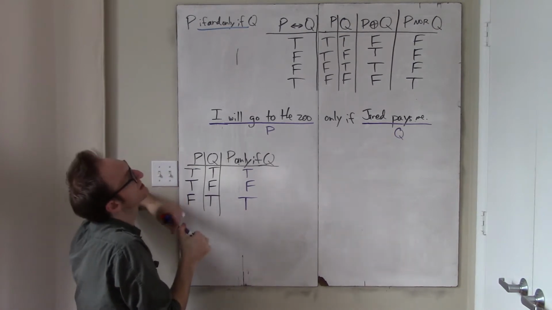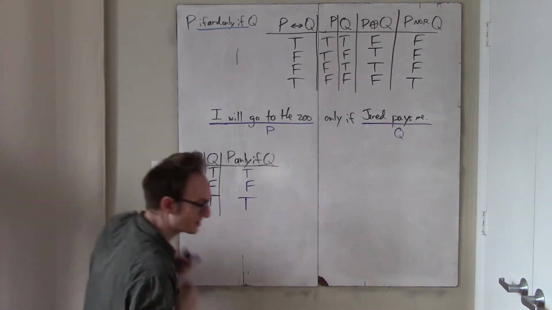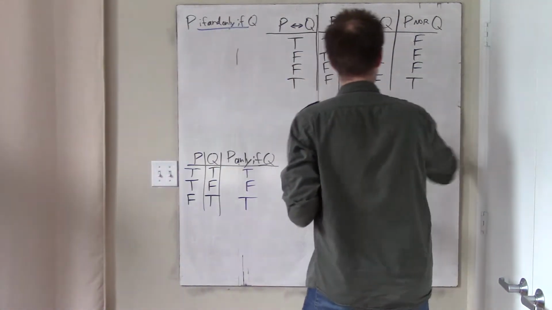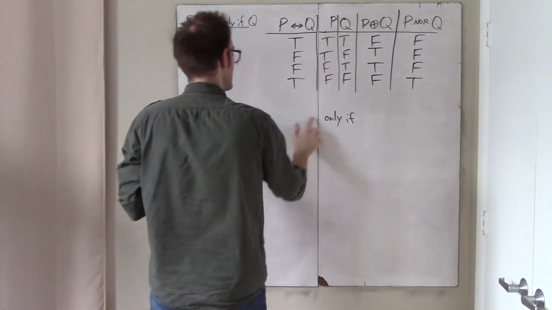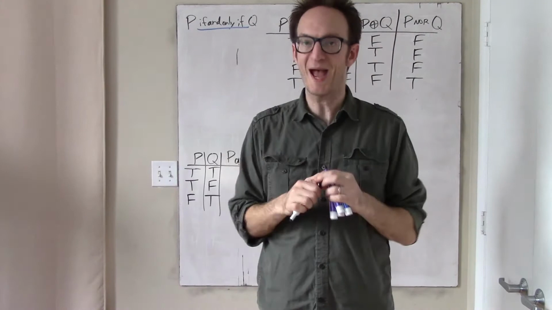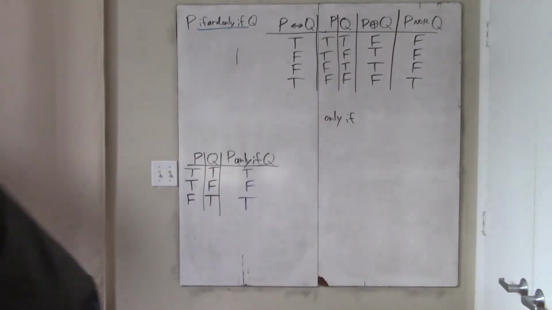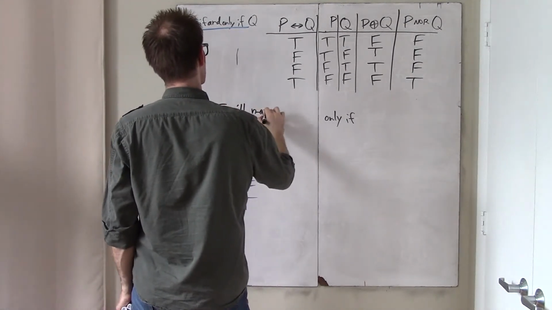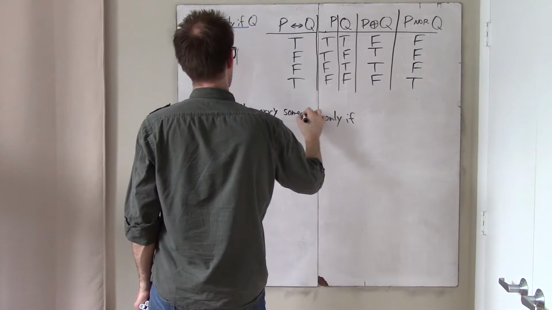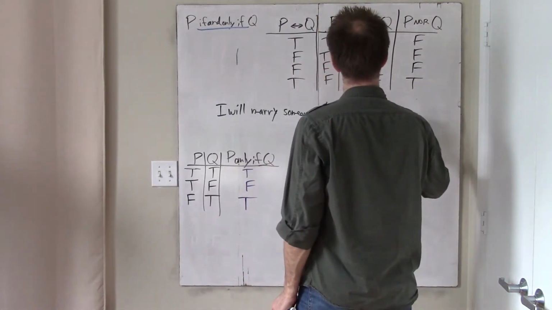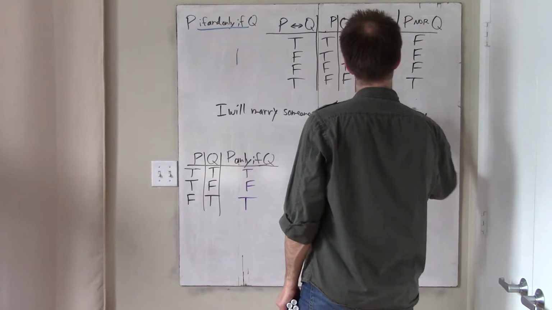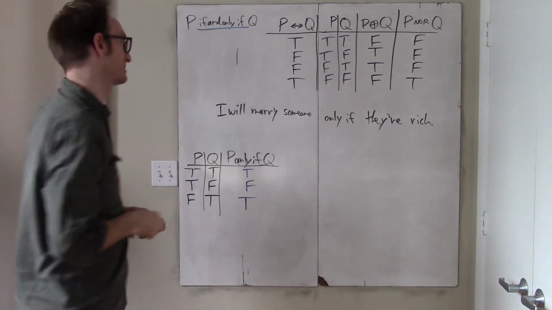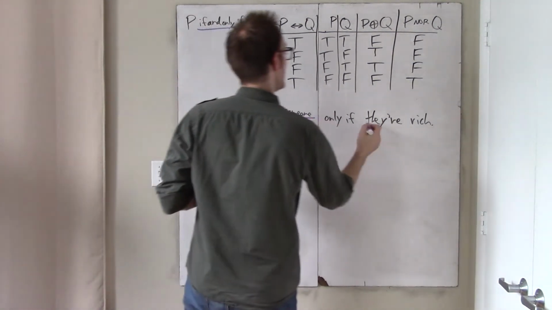This example sucks. Maybe I should just go back to the example that I've been using for 10 years. It works so perfectly. It's actually the very example that's on your packet, so we might as well just use that because it's sitting right there. I will marry someone only if they're rich. Okay. So this is a position that you might take. You're only going to marry a rich person. So I will marry someone only if they're rich.